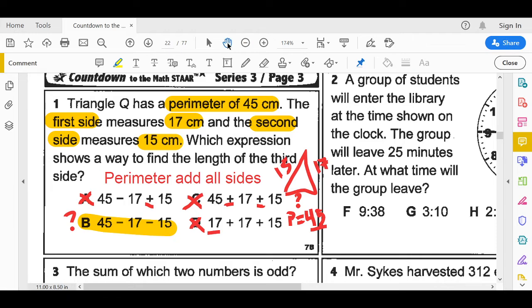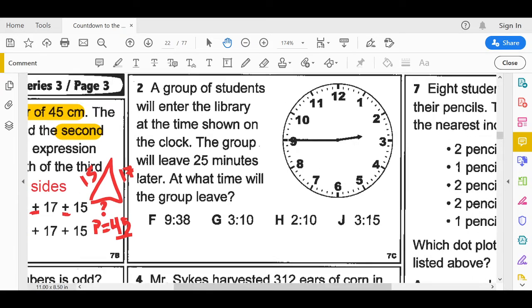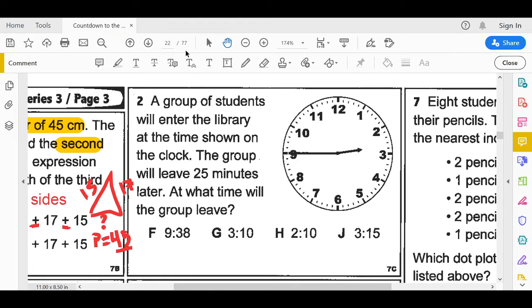Okay, let's move on. Number 2, oh, it is a clock. It is a question about time. Remember, that's what we were checking before we went on our spring break. A group of students will enter the library at the time shown on the clock. Let's read the clock, amigos. Remember, this one right here is for hour. I'm going to put an H here for hours. And the long one is for minutes.